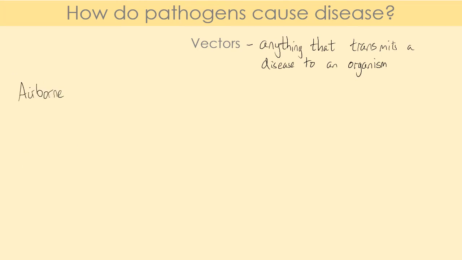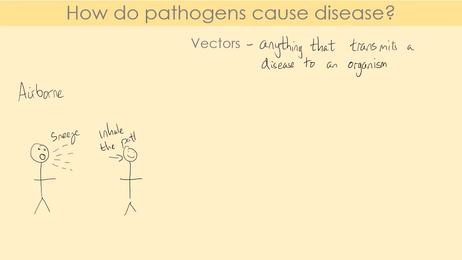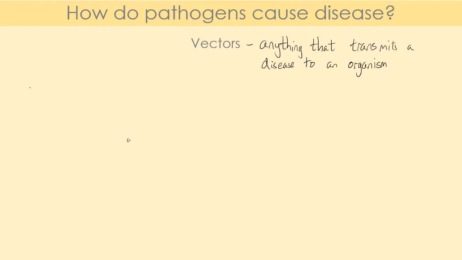We're now going to look at airborne pathogens. We have a person here. Now, if they sneeze, those pathogens can spread out in droplets in the air. If we had another person who is nearby, they can inhale those pathogens. They inhale those pathogens, and it will then make them ill as well.